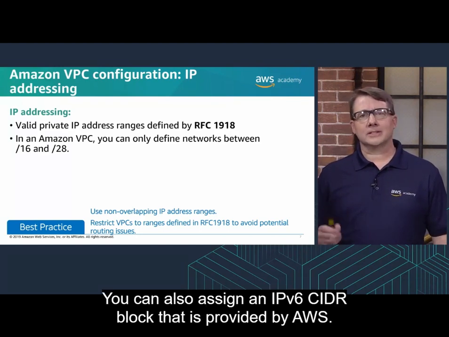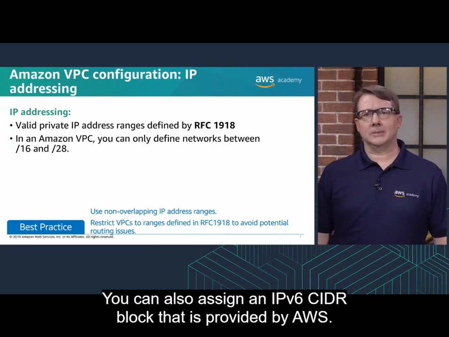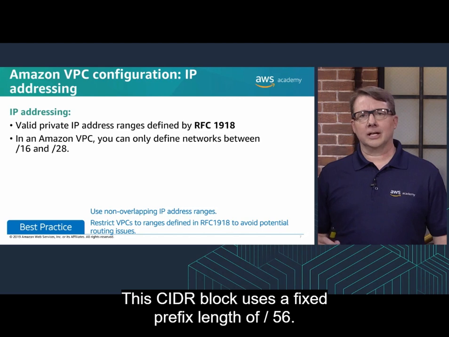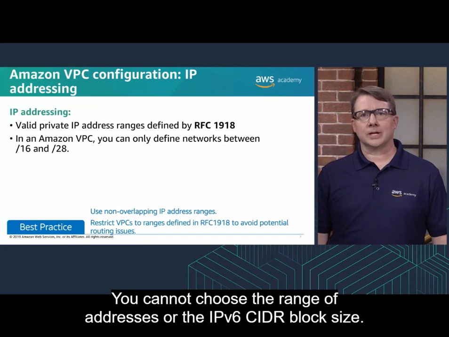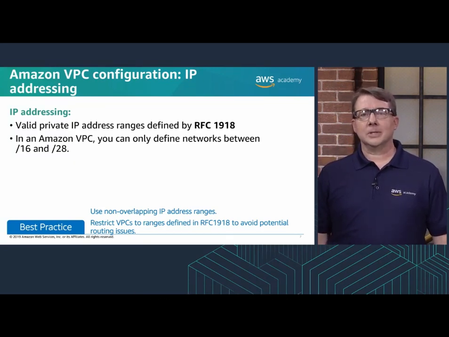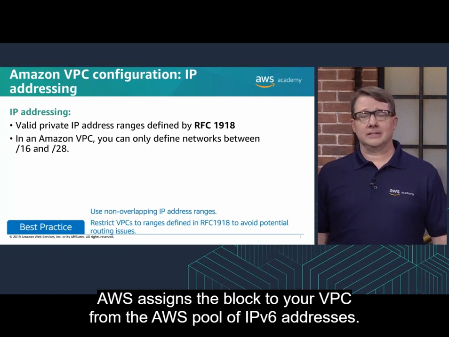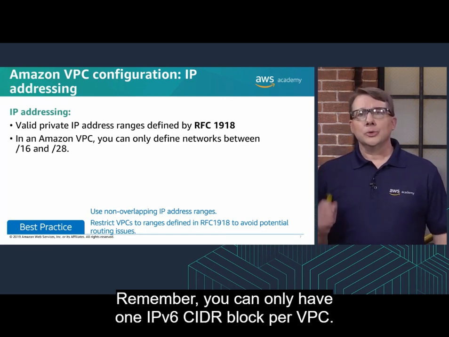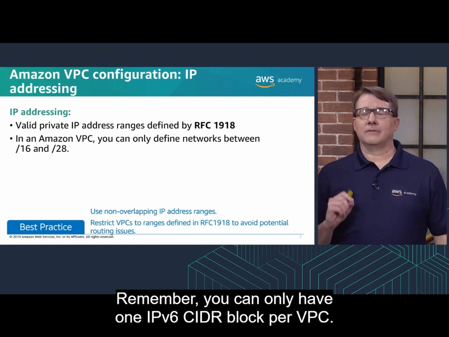You can also assign an IPv6 CIDR block that is provided by AWS. This CIDR block uses a fixed prefix length of /56. You cannot choose the range of addresses or the IPv6 CIDR block size. AWS assigns the block to your VPC from the AWS pool of IPv6 addresses. Remember, you can only have one IPv6 CIDR block per VPC.